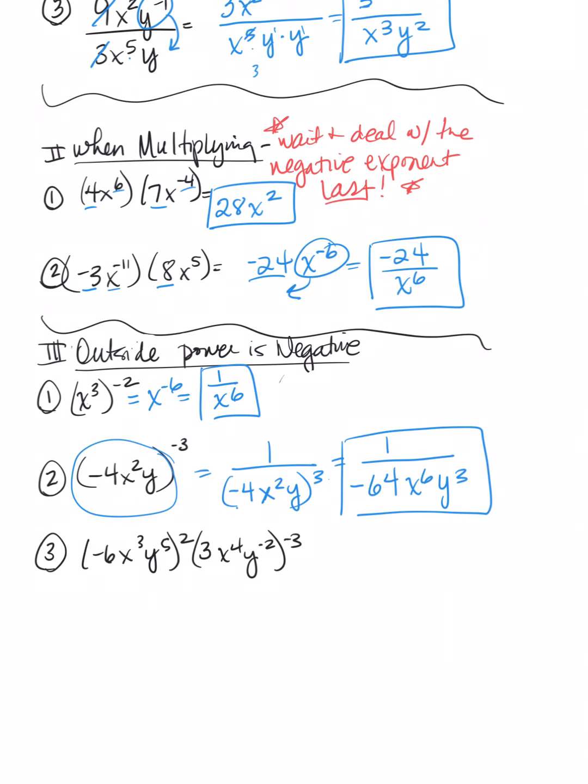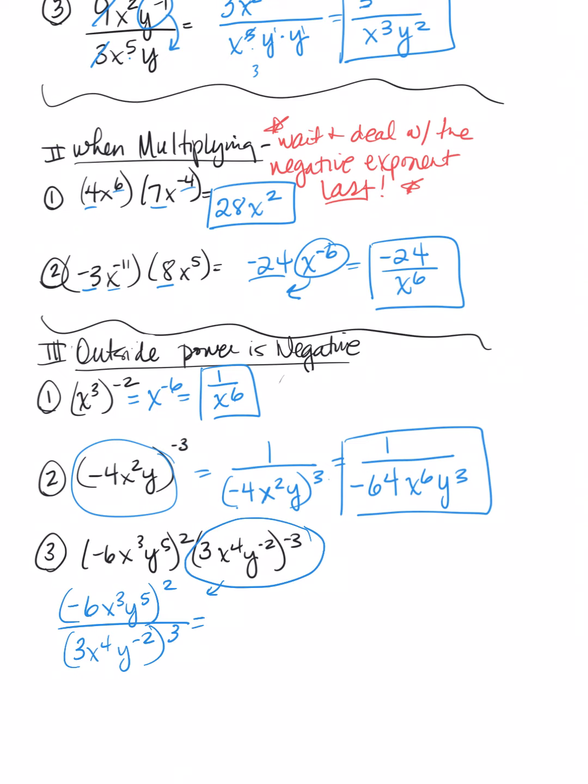Okay, so let's look at this first. This whole thing is raised to the negative power, so I'm going to move it down. All right, so let's clean this up. Negative 6, x to the 3rd, y to the 5th squared. And I'm going to move that negative exponent down so it's positive. Okay, now the next thing I want to do is kind of distribute that power, apply that power.